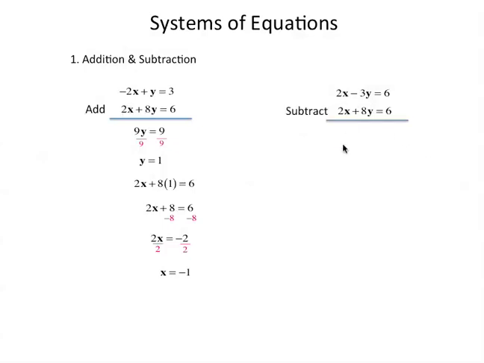So 2x take away 2x is 0. And remember, to subtract, you're adding the opposite. So you can change this to add by just changing the sign of every single term. That's another way of doing it. So 2x take away 2x is 0.